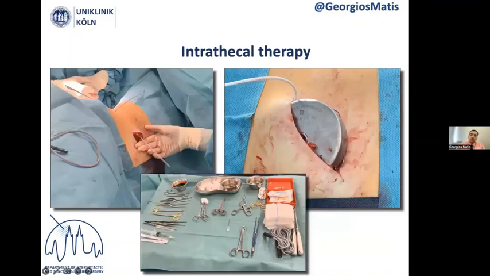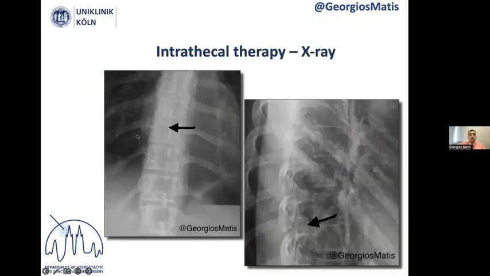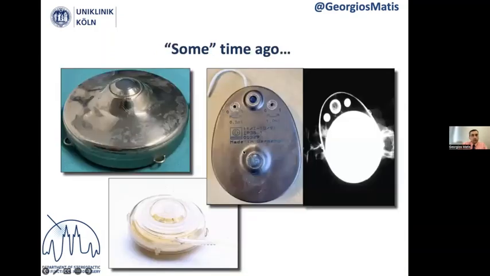This is what we see also in the operating room. You see the pump in the abdomen area, the instruments we are using, and here is how we are bringing the catheter from the lumbar area to the abdomen. This is what we see after the surgery. When we do an X-ray, we see this white spot on the X-ray. This is the tip of the catheter. Sometimes it's not so easy to find it.